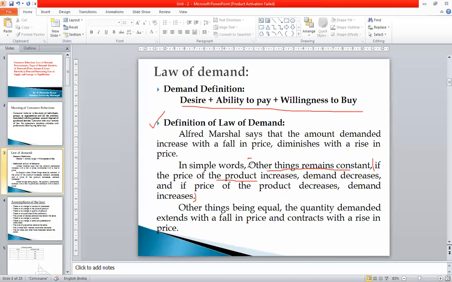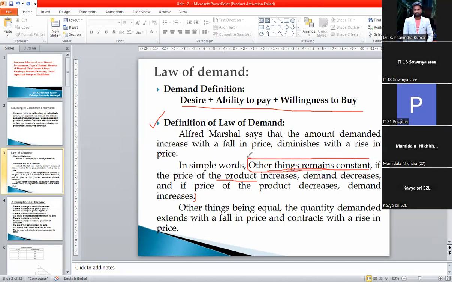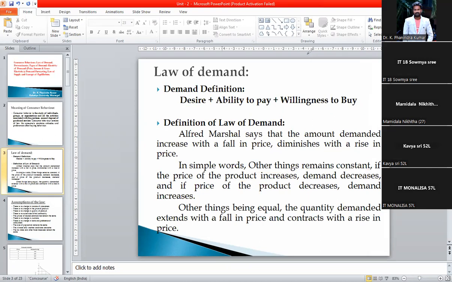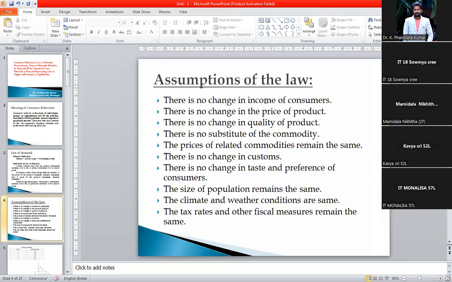The same is also given here: other things being equal. This is a point which needs to be identified. Other things remain constant. And what are the other things? When you are saying something about a law or a theory, there are some basic assumptions that need to be undertaken. Those assumptions are called other things. We'll see them in the next slide. These are the assumptions, and there should not be any change in them. If you want to prove that when price increases, demand decreases, and when price decreases, demand increases, these are the things which should remain constant.